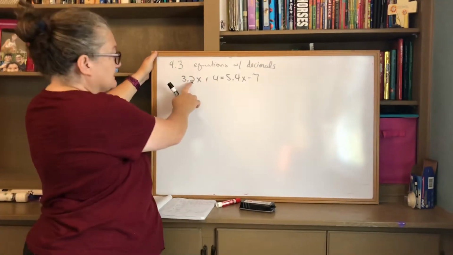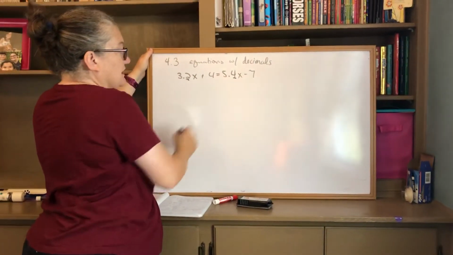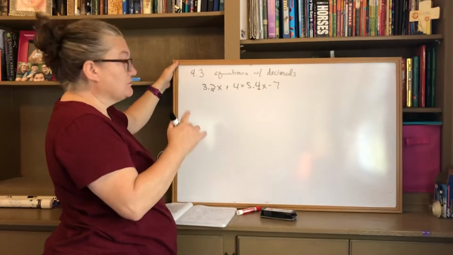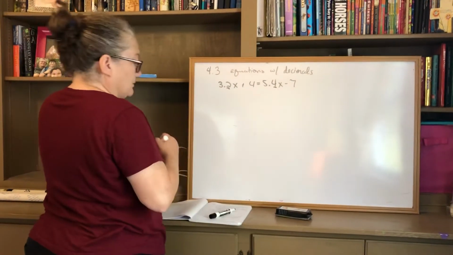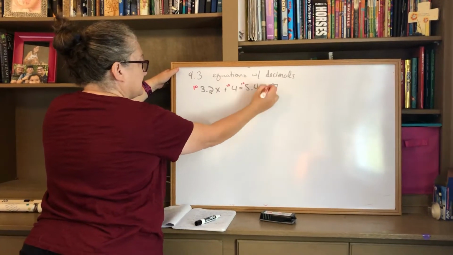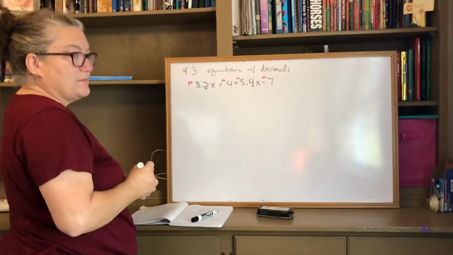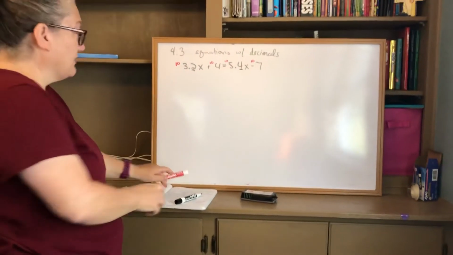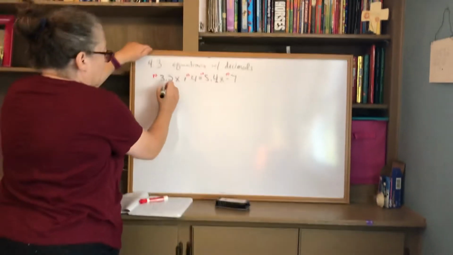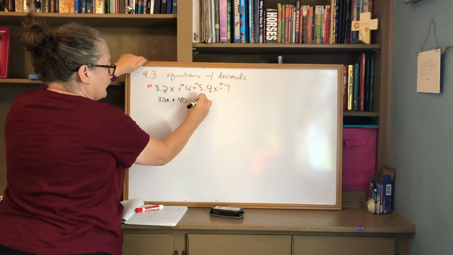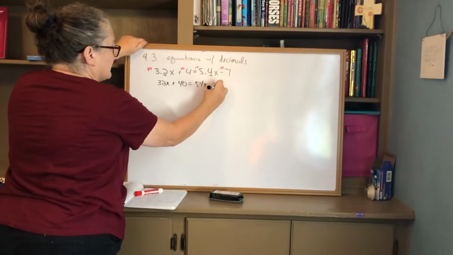So we look and we verify to see what type of decimal we have. This is to the 10th. This is to the 10th. So we're going to multiply every term by 10 to get rid of those decimals. So I'm going to multiply this one by 10, this one by 10, this one by 10, and this one by 10. Remember, we multiply, just like with fractions, every term to get rid of them. So this would become 32x plus 40 equals 54x minus 70.